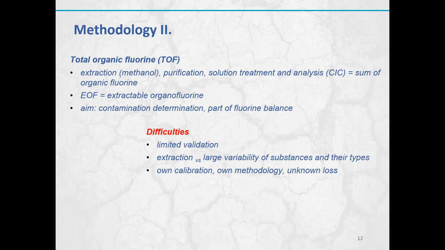but we now came up with an idea how to validate our methodology. We will again use clean samples, which will be CSAN, and through the CSAN we will be able to make the determination and validation of organic fluorine in the samples, and then use the methodology for the sewage sludge.